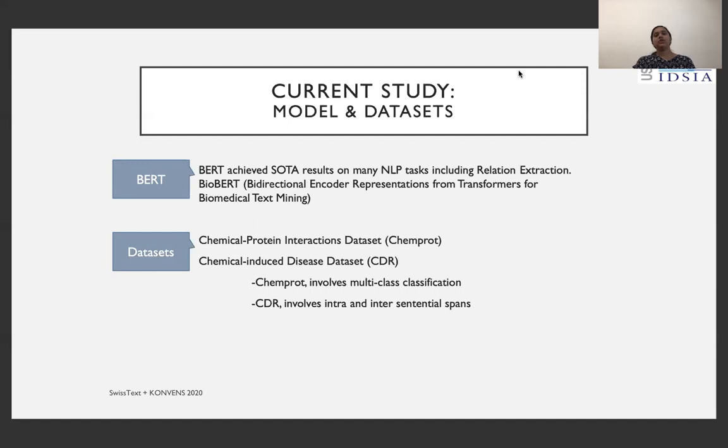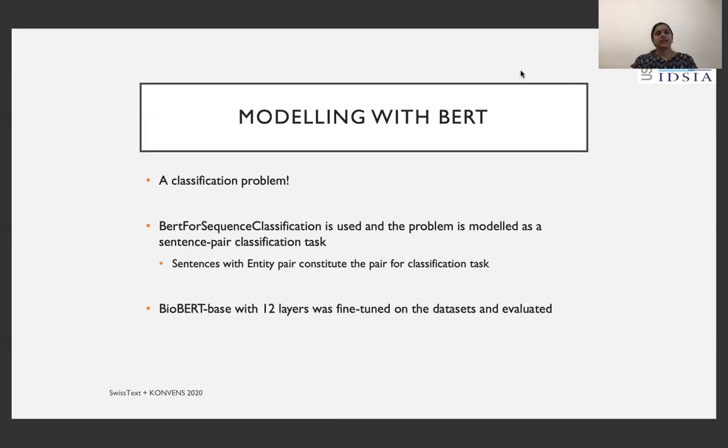The motivation behind choosing these two datasets was that it involves the two main complexity ranges that we had discussed earlier. So in ChemProt, it involves multi-class classification, while in CDR, it involves both intra and intersentential spans of entity relations. For the current study, we had not focused on multi-entity relations. So we will be going briefly through the study done with the BERT model.